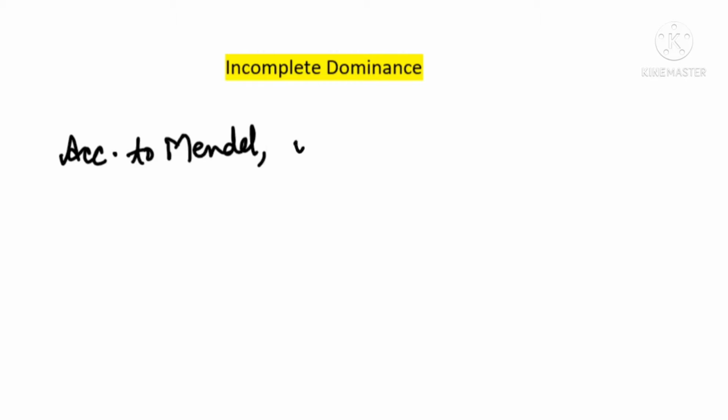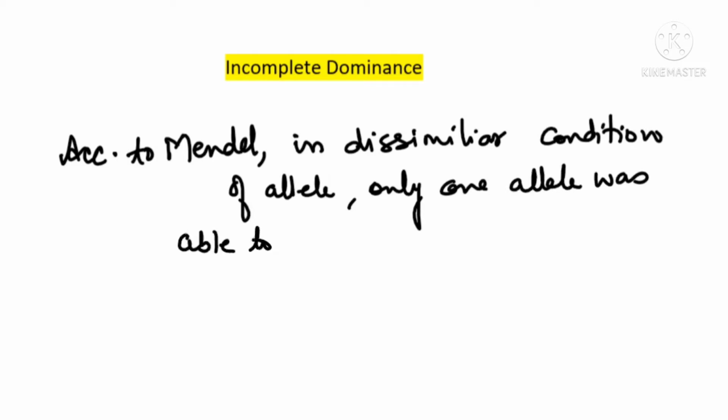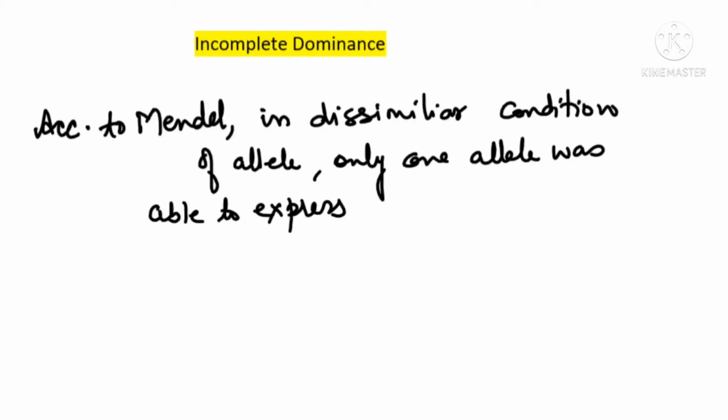So according to Mendel, in dissimilar condition of allele, only one allele is able to express. And the one which is able to express, that was called as dominant. Clear, beta? That was called as dominant, and which is not able to express, that is known as recessive.